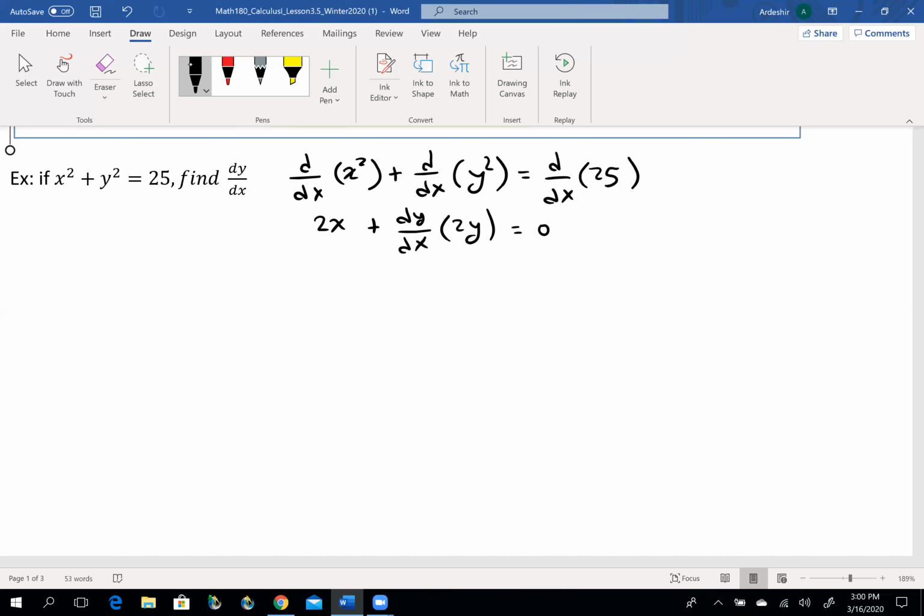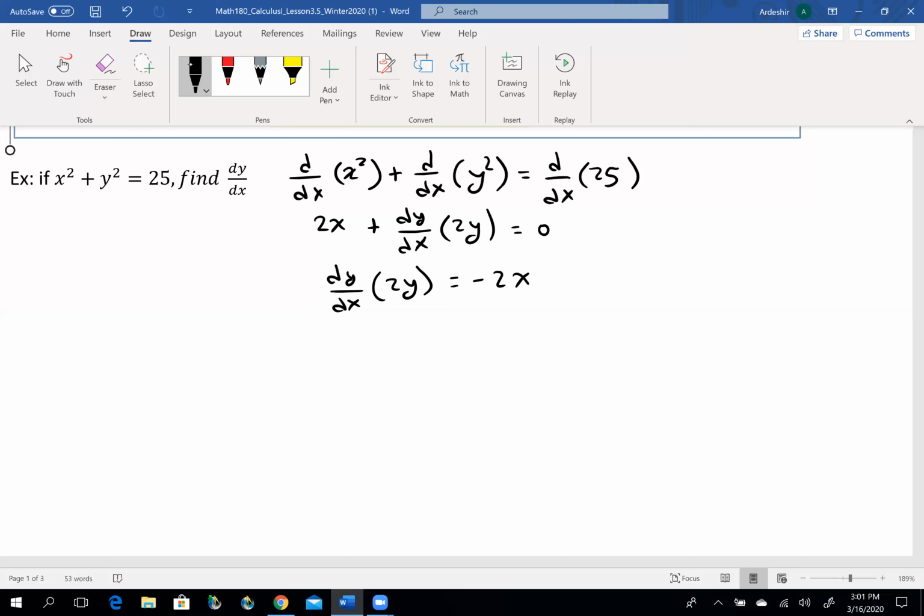Now I'm going to isolate dy/dx. So I'm going to subtract 2x from both sides. So it's going to be dy/dx of 2y equal to negative 2x.